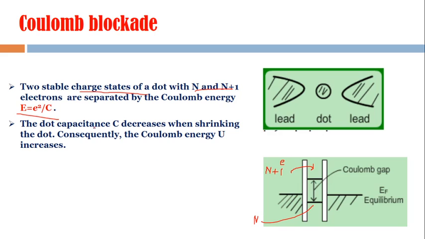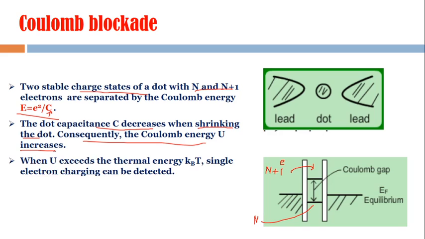Now, dot capacitance decreases when shrinking the dot. It means when we are reducing the size, this capacitance decreases, and since this capacitance decreases, this forbidden gap increases further. Consequently, the Coulomb energy gap increases, right? I already explained this concept to you. And when this energy, so this U is actually E, both are the same thing, exceeds the thermal energy, then this single electron charging can be detected.